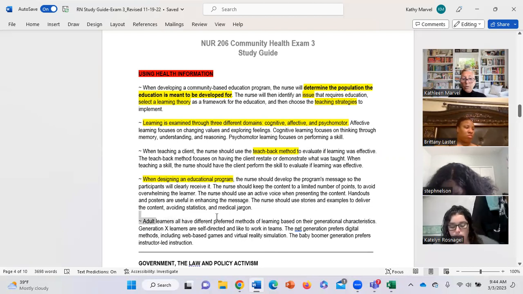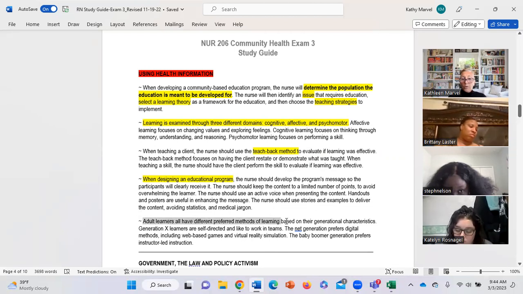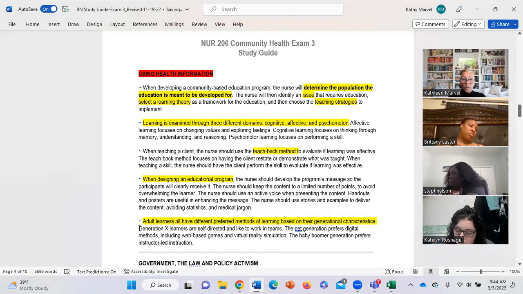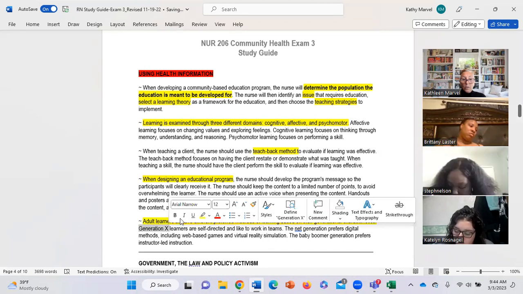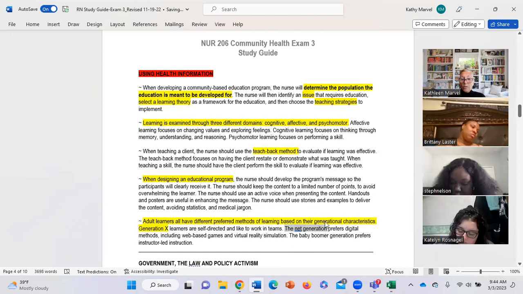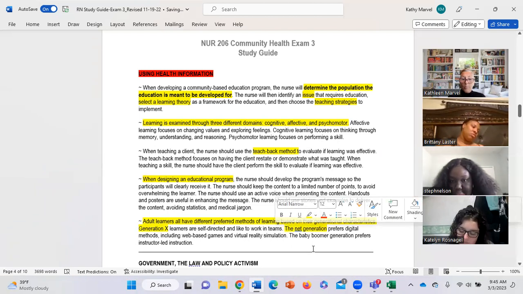So we know that adult learners all have different preferred methods of learning based on their generational characteristics. So be able to determine how Generation X learns. They're self-directed and like to work in teams. And then you have the internet generation. What do they prefer? They want digital methods, web-based, everything is on the web, virtual.